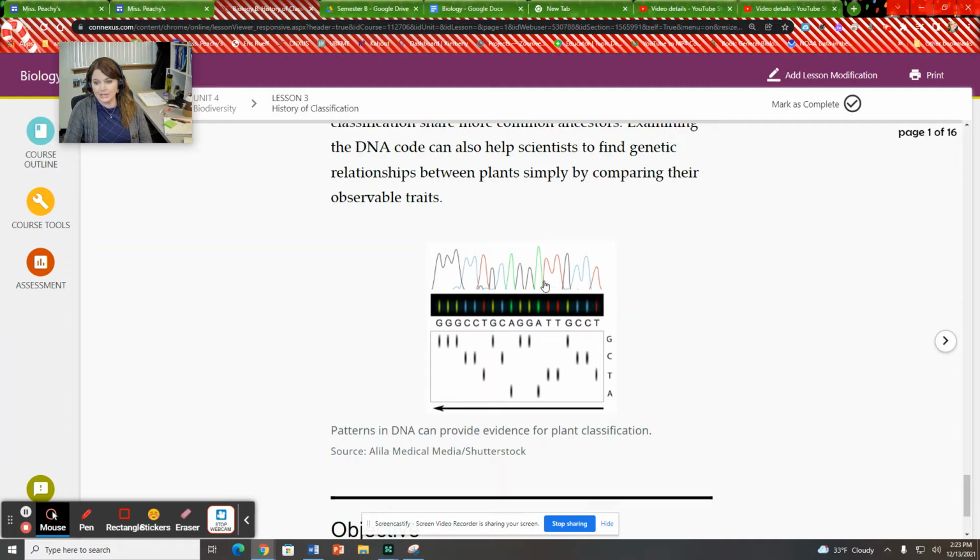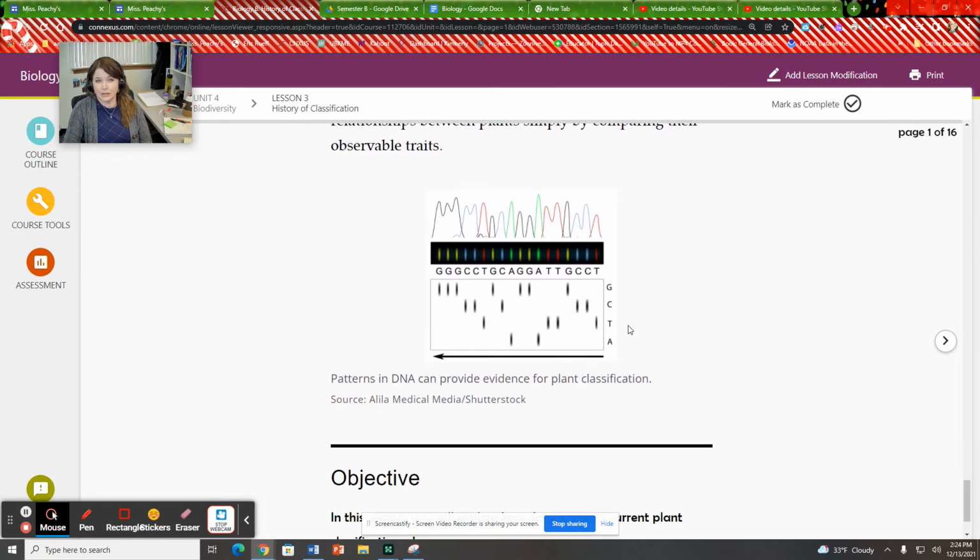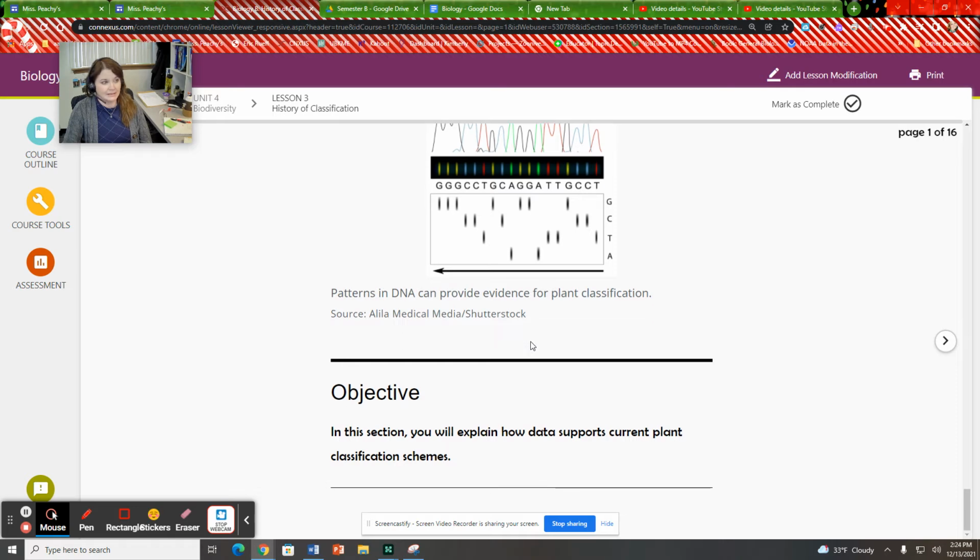When we look at the genome of our plants, we compare shared gene sequences, the G's, C's, T's, and A's, and we look at how many of them they have in common. This DNA code helps scientists define genetic relationships that may be hard to see just by comparing the plants' shared characteristics. The DNA really gives us more evidence to get beyond the scope of just what we can see.